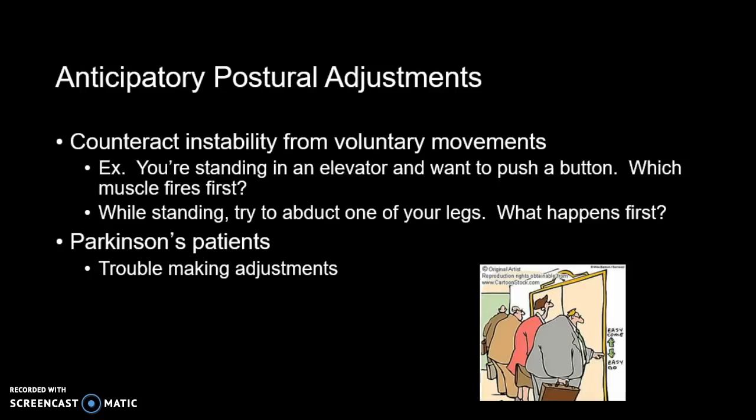So if we're standing in an elevator and you want to push a button, which muscle fires first? Okay, while standing, you try to abduct one of your legs, what happens first? We usually see that Parkinson's patients have trouble making adjustments, leading them to some falls. But what we see with the first one, for the elevator, is that this actually causes a shift in the person's center of gravity leading forwards, and balance can be lost unless some compensation is provided prior to or along with the movement.